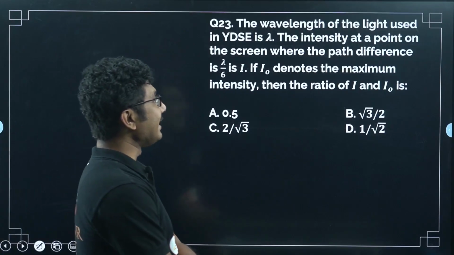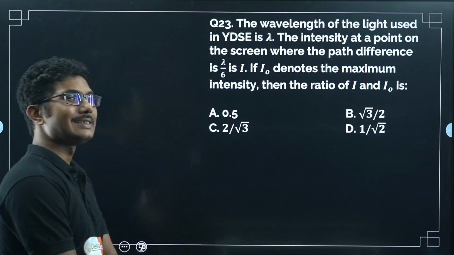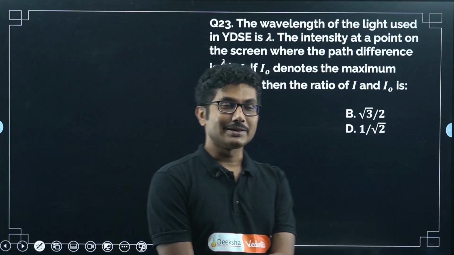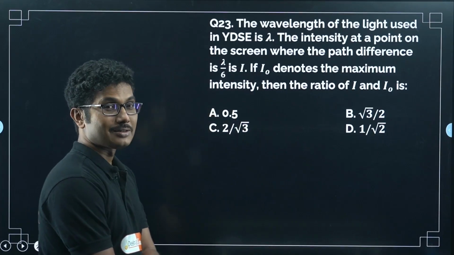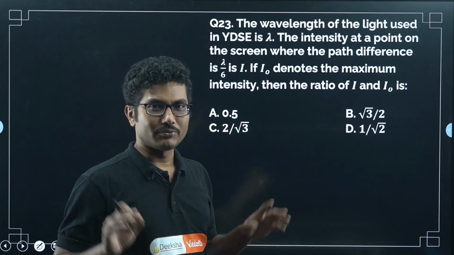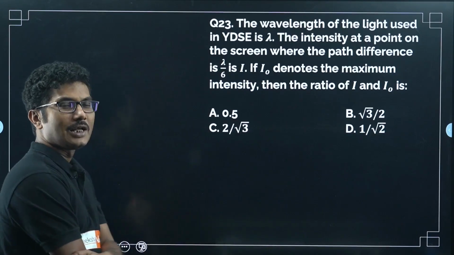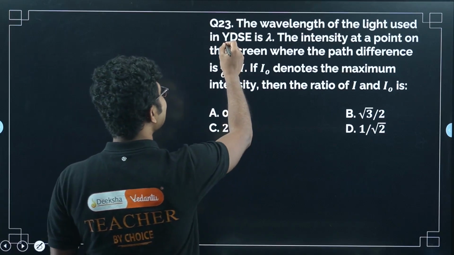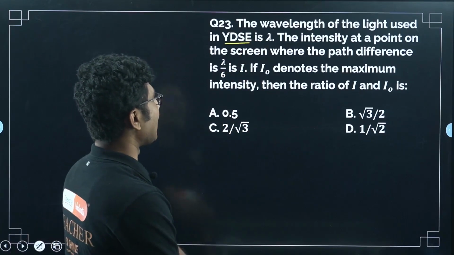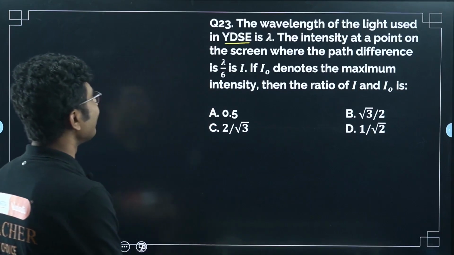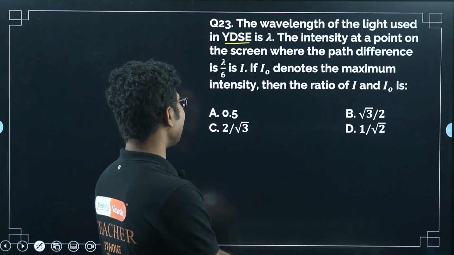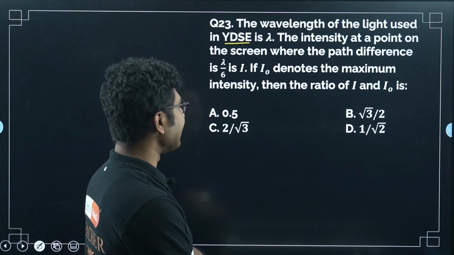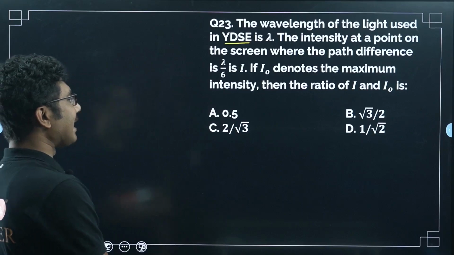The wavelength of light used in YDSE. YDSE is a short form of Young's double slit experiment. So if you are wondering, that is why in the previous question we mentioned Young's double slit experiment. In your exam they will mention the full name, but since it is a test series, we are trying to familiarize you with the different terms as well. So YDSE, Young's double slit experiment, is lambda. The intensity at a point on the screen where the path difference is lambda by 6 is I. If I naught denotes the maximum intensity, then the ratio of I and I naught is.